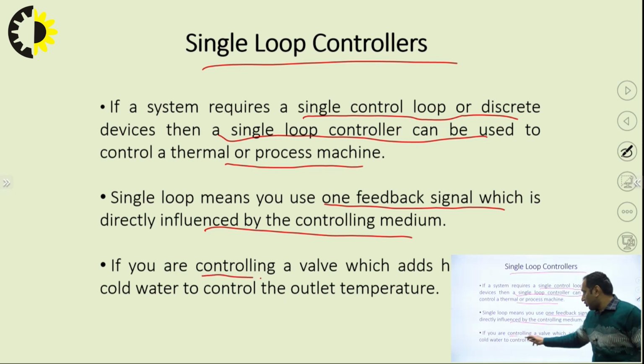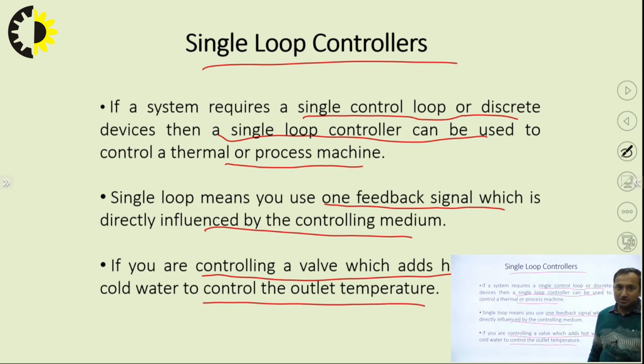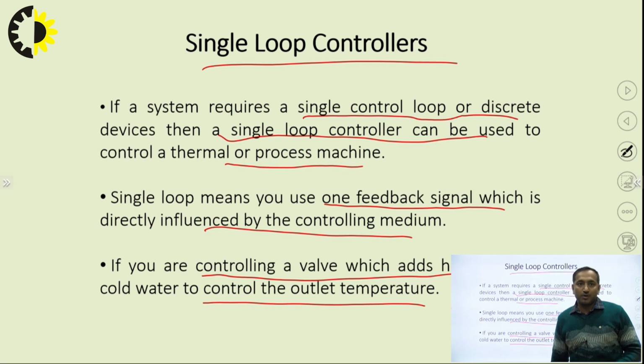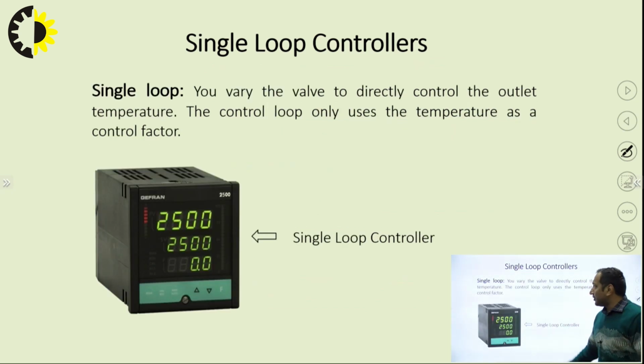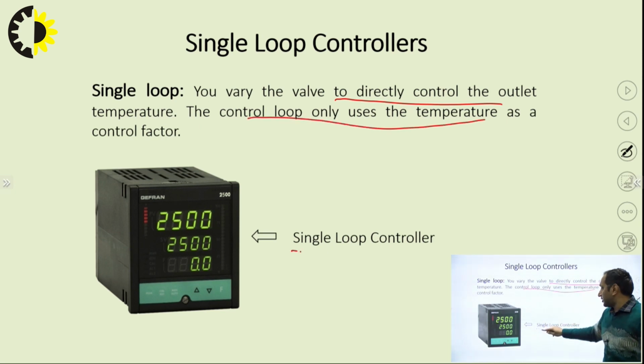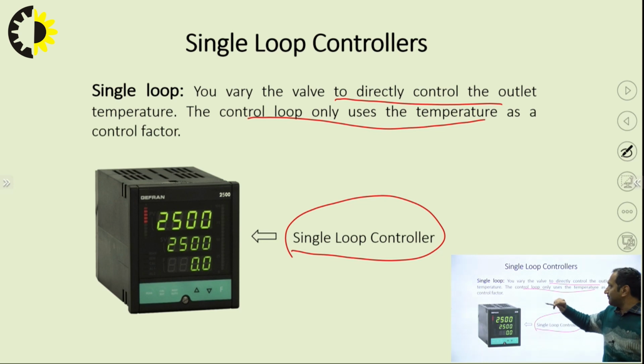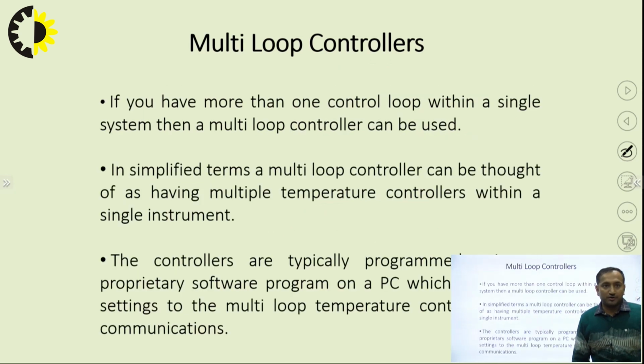Now, suppose you are controlling a valve which adds hot water to cold water to control the outlet temperature. If there is a valve in which you are adding hot water to cold water, then it is known as a single loop controller. The example is this: you vary the valve to directly control the outlet temperature. The control loop only uses temperature as a control factor. So there is only one control factor, which is temperature. So this is an example of a single loop controller.